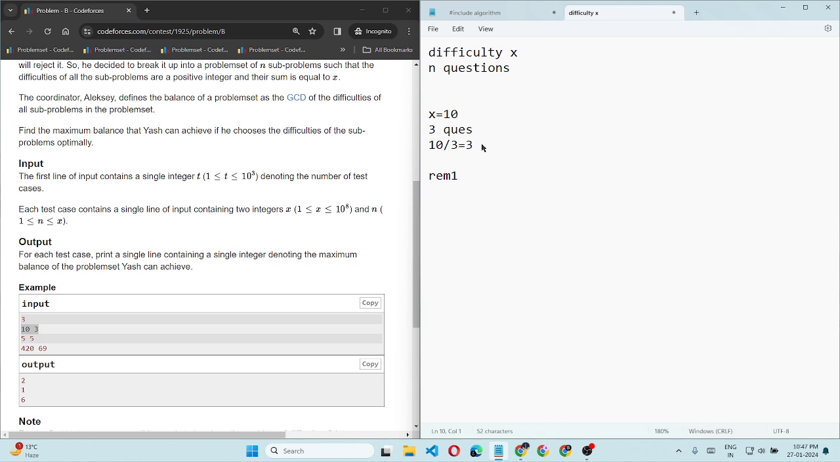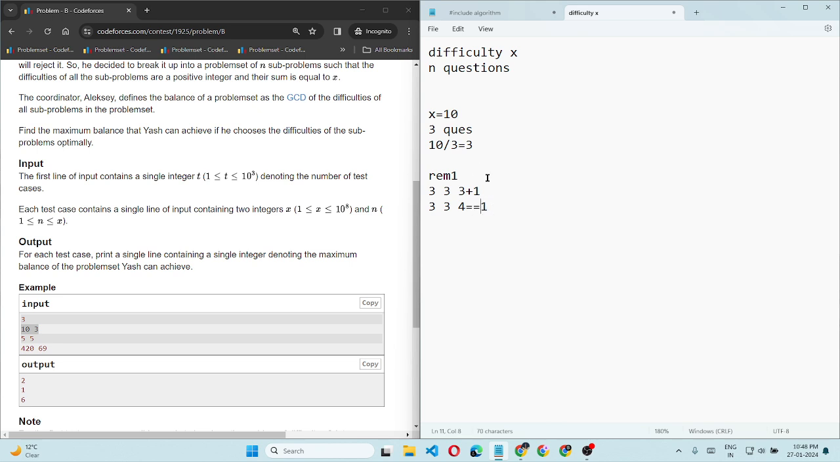So I can divide the questions into 3, 3, 3, and then there would be a remainder also, which is 1. So now you can see, you have to make 3 questions, but now it's 4. So you'll have to add 1 to one of these questions. So let's see, if I add 1 here, then it will become 3, 3, and then 4, right? Now let's see what would be its GCD. GCD right now would be 1, right?